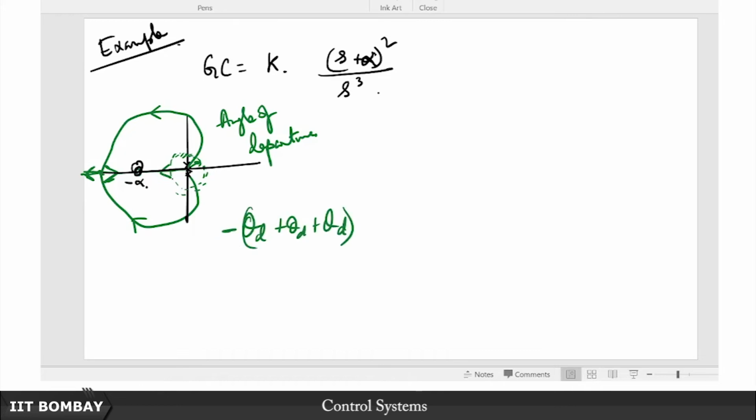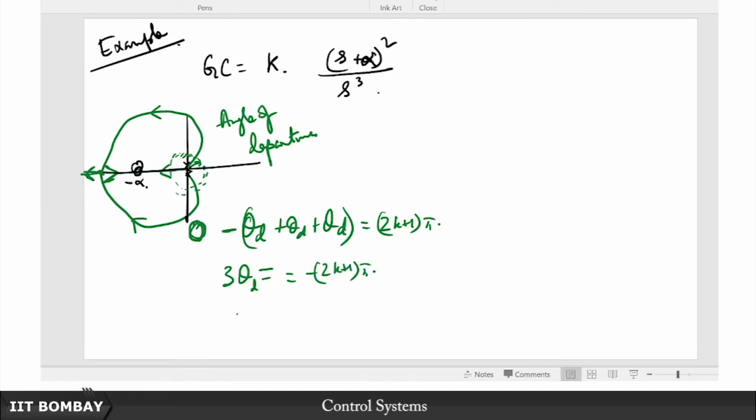And of course what about the angles from the pair of zeros? It's just going to be 0, because for a viewer standing at minus alpha, this epsilon neighborhood of this triplet of poles at the origin is not going to subtend any angle whatsoever. So this is going to be some 2k plus 1 times pi, where k is allowed to be positive or negative integers. Therefore we have 3 theta d is equal to minus (2k plus 1) times pi.